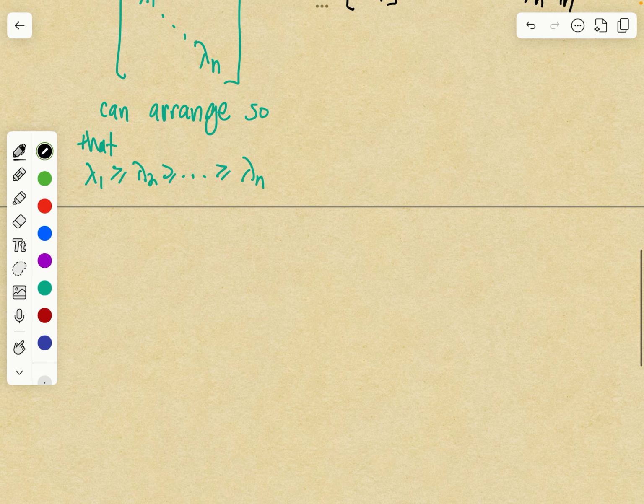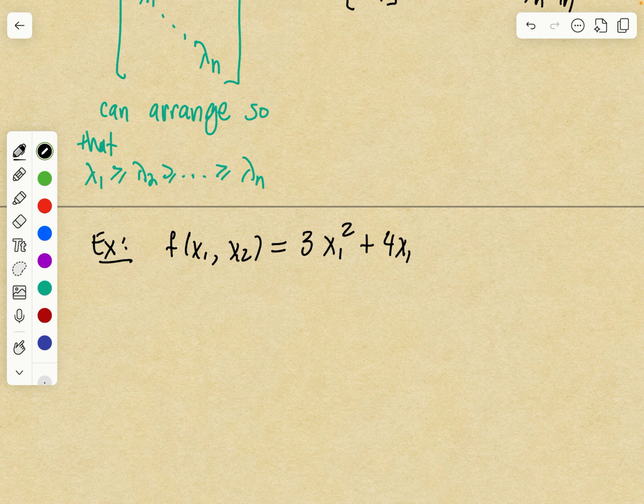Okay, let's take a look at an example just to review how this works. So let's say that you have the quadratic form f of x1, x2 equals 3x1 squared plus 4x1x2 plus 3x2 squared. Okay, this is a quadratic form in two variables.